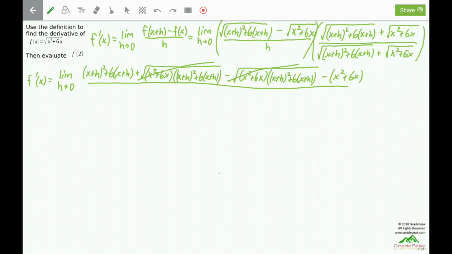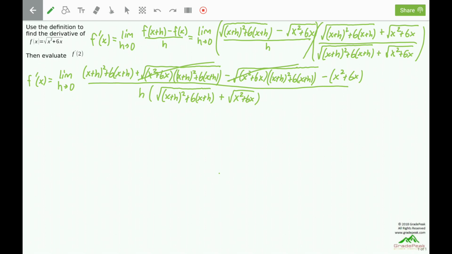Now in the denominator we do not have root conjugates, so we're not going to FOIL or distribute. I'm going to keep that factored. So it'll be h multiplying that entire root conjugate. Next, we're going to continue to work with the numerator. Our ultimate goal is to factor an h out of the numerator to cancel with that h that's in the denominator.